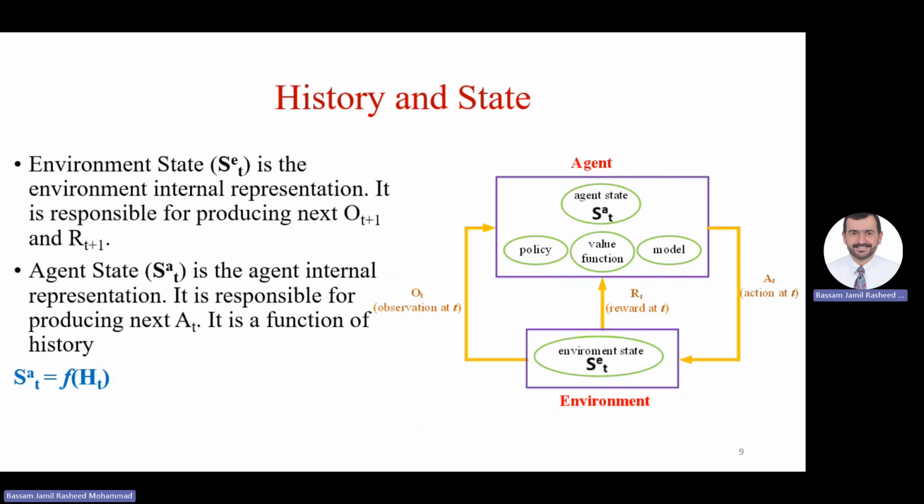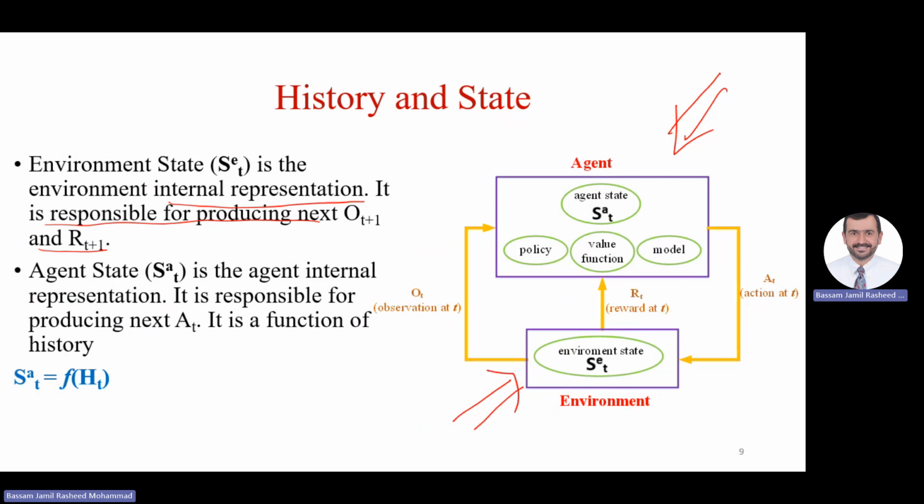Now, one thing here is that the environment state is the environment's internal representation. To simplify it, let's say, for example, I am implementing a system to play a chess game. So for me, this is the opponent in the chess game, and this is the system that I'm building to beat this world champion. That world champion has a state in his or her mind. So this is the environment state, where the thinking process happens.